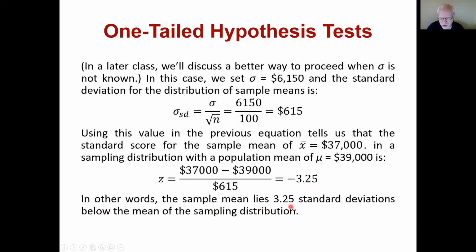So it's 3.25 standard deviations below the mean of the sampling distribution, which is pretty far. Just before even looking at any tables, 3 standard deviations away is pretty far.